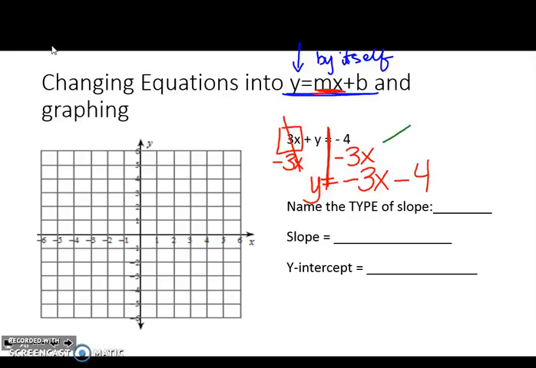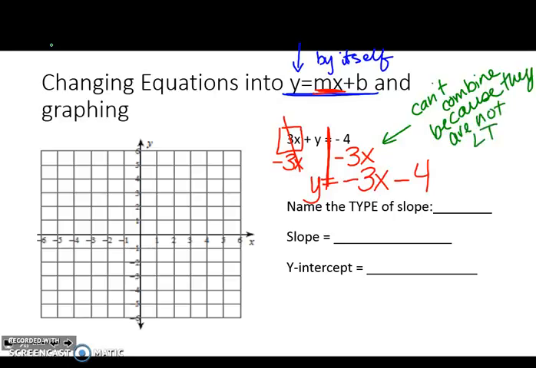Remember, guys, we can't combine these because they aren't like terms. Okay, so we just have to rewrite them. And since we want our m and our x first, we're going to write that first, and then we're going to write down the negative 4, which becomes our b value. So the new equation that we have, y equals negative 3x minus 4, is correctly written in slope-intercept form.